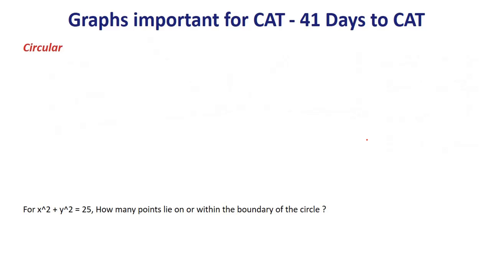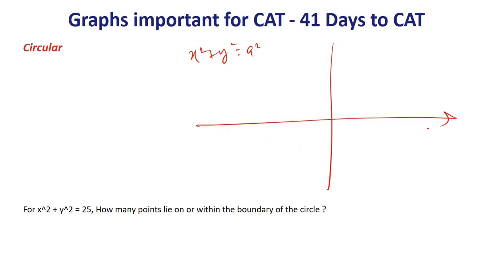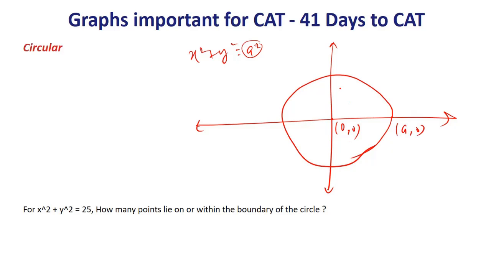Similarly, let's say you have a circle. How do you draw a circle? x square plus y square is equal to a square. Here the center is (0, 0) and a is the radius. So taking center as (0, 0) and a as radius, if you draw a circle, it is something like this. So (a, 0), (0, a), (minus a, 0) and (0, minus a). That is how you represent a circular graph.